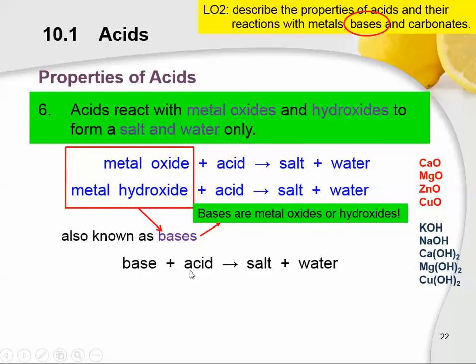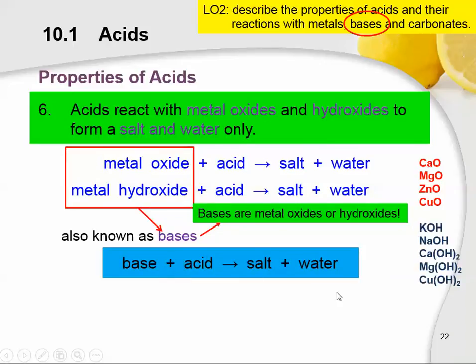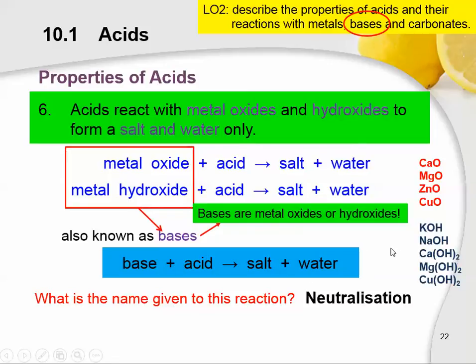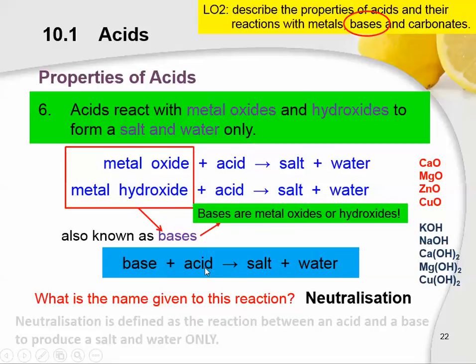So a base plus acid, the general equation will be: a base plus acid gives you a salt and water. And this is very important. Please highlight in blue. This is a general equation, and you must remember it by heart. So what's the name given to this reaction? Why is it so important? This reaction is also known as neutralization. Okay, when a base reacts with acid, it neutralizes the acid.